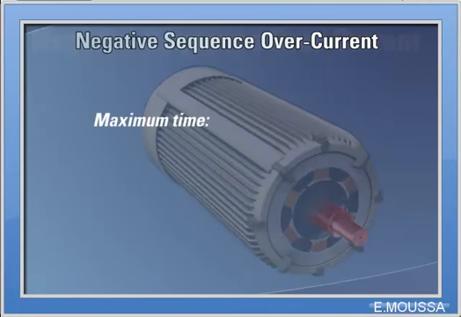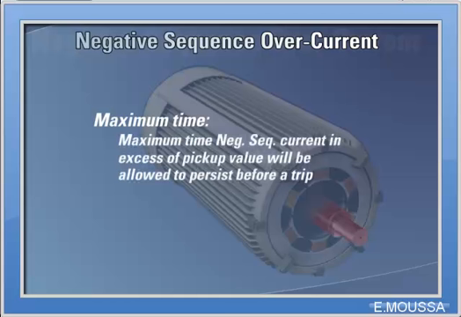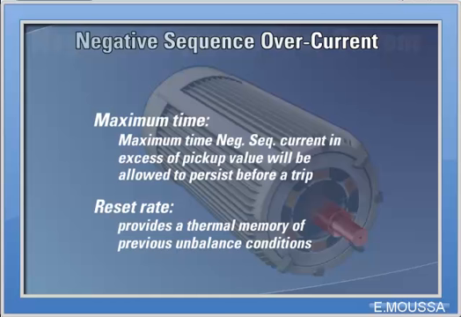Negative sequence overcurrent maximum time defines the maximum time that any value of negative sequence current in excess of the pickup value will be allowed to persist before a trip is issued. The reset rate provides a thermal memory of previous unbalanced conditions. It is the linear reset time from the threshold of trip. Generators are normally able to withstand a certain level of negative sequence stator current continuously. The generator manufacturer will provide a continuous maximum negative sequence phase sequence rating. It is important to note that unusually high negative sequence current levels may be caused by incorrect phase CT wiring.